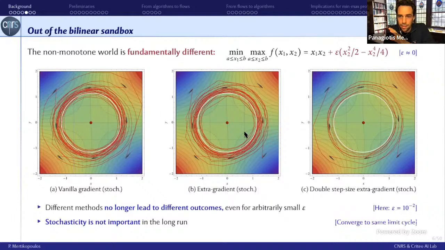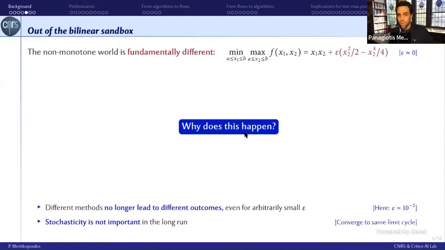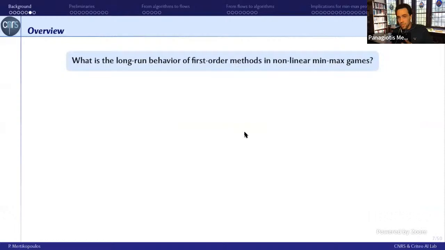No, it is just that the deterministic framework becomes more difficult, and it is these inherent difficulties for non-monotone min-max optimization problems that I want to discuss, to try to understand why all these phenomena occur, and whether we can somehow systematize their study. And so, before jumping into the details of the talk, the overall objective would be to understand precisely what is the long run behavior of first order methods in non-linear, non-monotone min-max games.